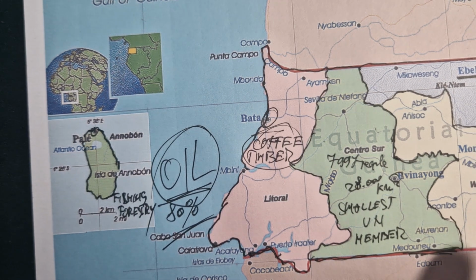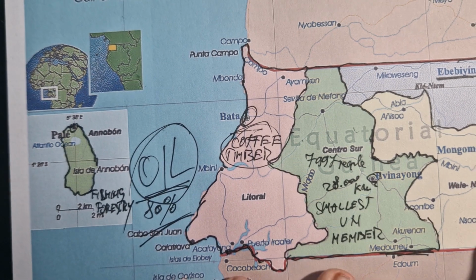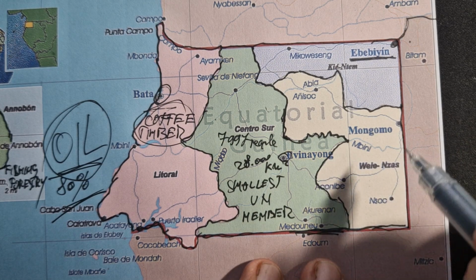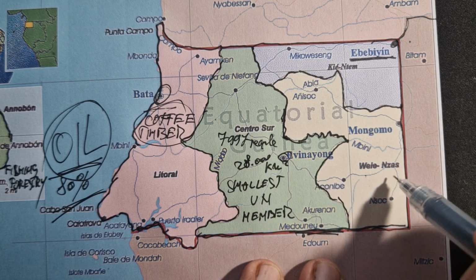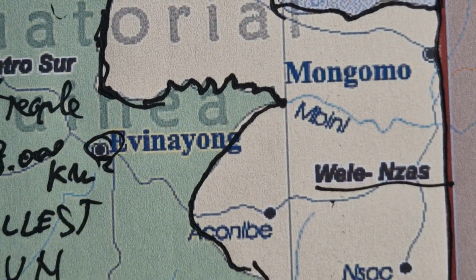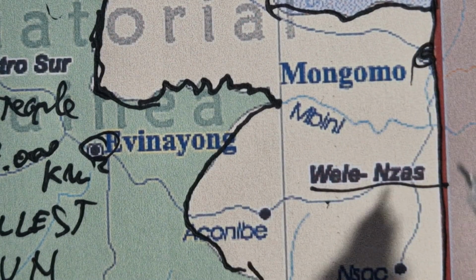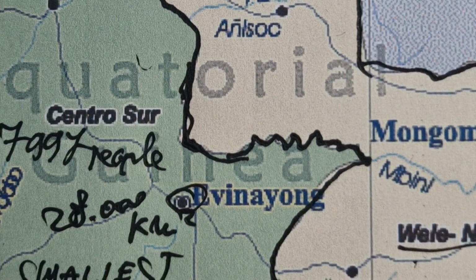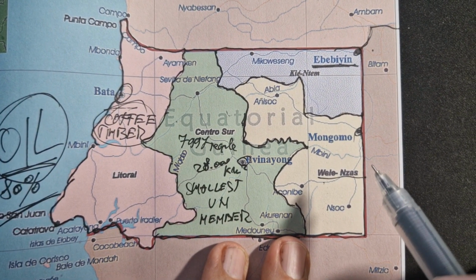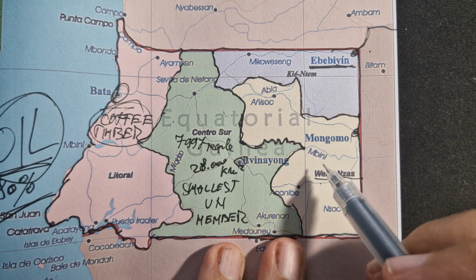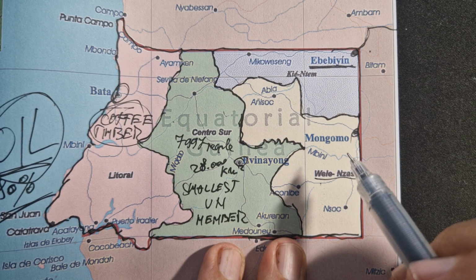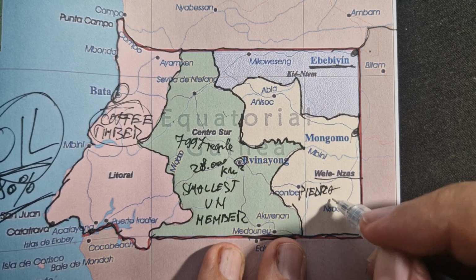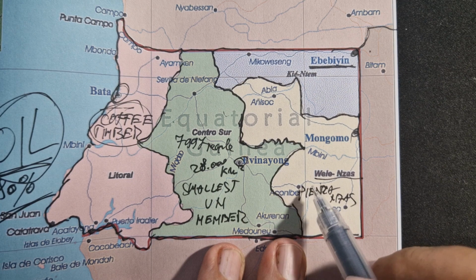Right. Good. Now the next one is this province, Wele-Nzas, and the capital is Mongomo, right here near the border with Gabon. We have only one fact for this province. The name derives from the Benito River, also called the Wele, and the Piedra Nzas mountain range. So that's the name of Wele-Nzas.